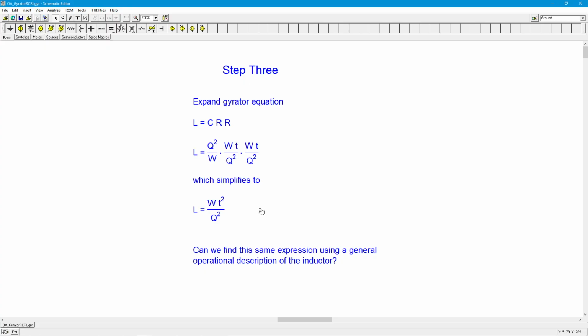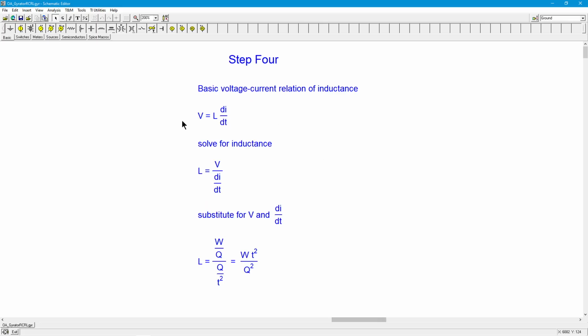By operational, what I mean is, what is the current-voltage characteristic? We just did this a moment ago with the resistance. We say resistance is voltage divided by current, operationally. Well, what is the operational current-voltage expression for an inductor? V is equal to L dI/dt. That's your basic equation. The voltage across the inductor is equal to the inductance times the rate of change of current through it, dI/dt. So what we do is we just solve for the inductance L.